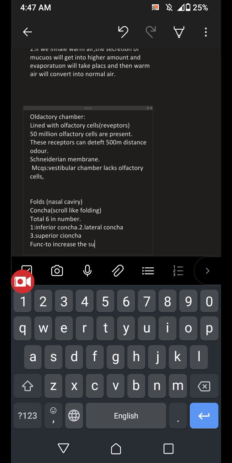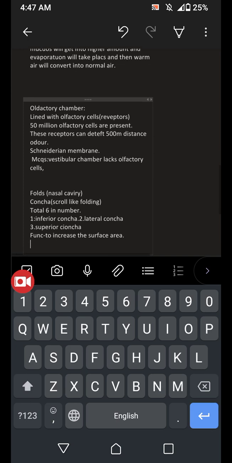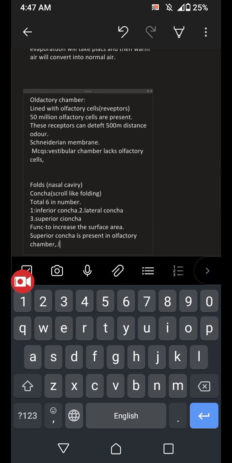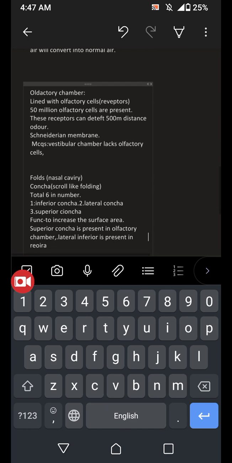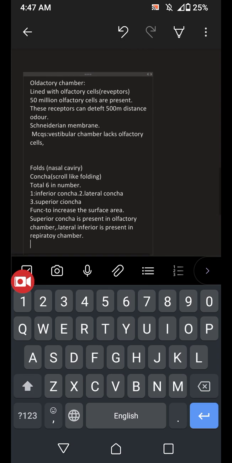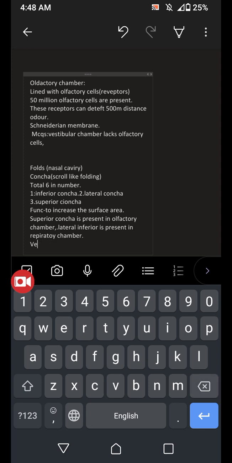Okay, so its function is to increase the surface area. Basically, the superior concha is present in the olfactory chamber. The lateral and inferior are present in the respiratory chamber, and in the vestibular chamber no folds are present. Okay.